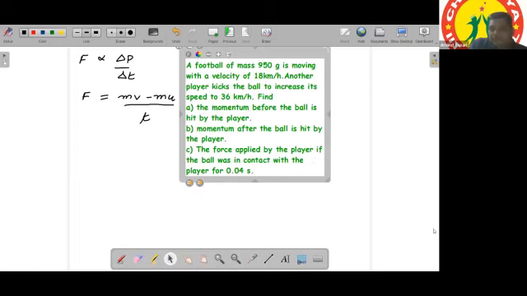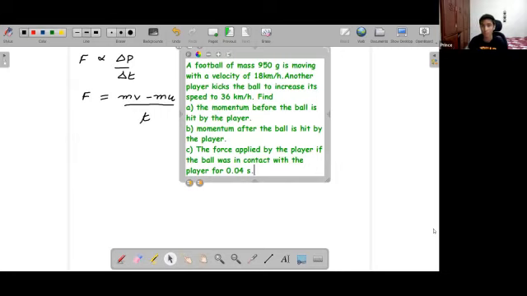Is there someone who has left the meeting? Prince. Okay, who has got the answer for the first one? Prince, can you explain how we do the first part? Sir, F equals to M into V. No, first part. What do you have to calculate in the first part? Sir, before the ball is hit by the player. Read here, it's part A. Read part A of the question.